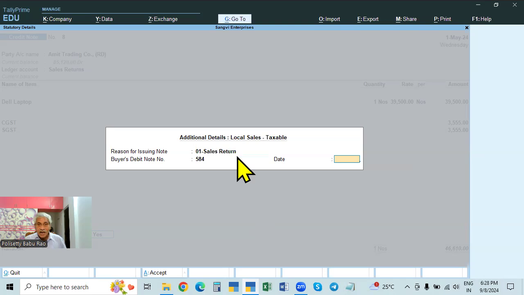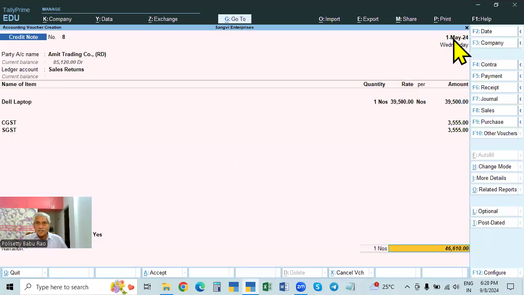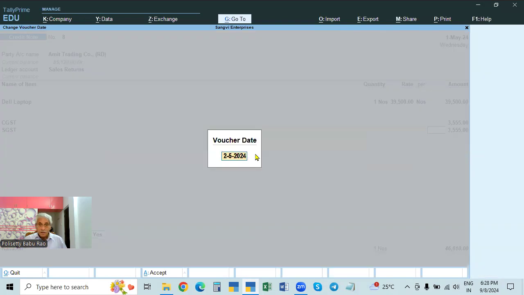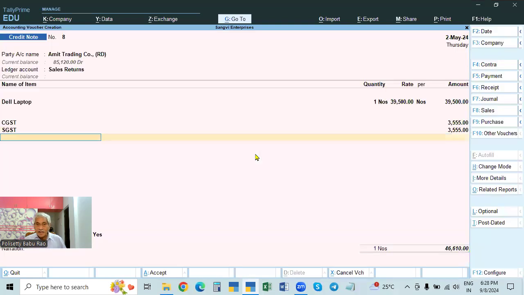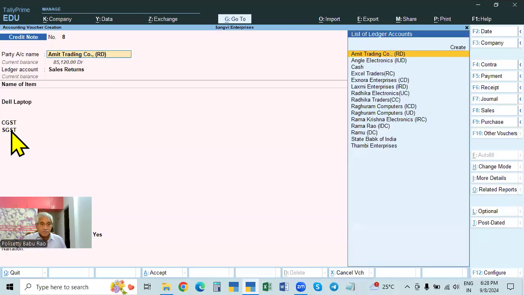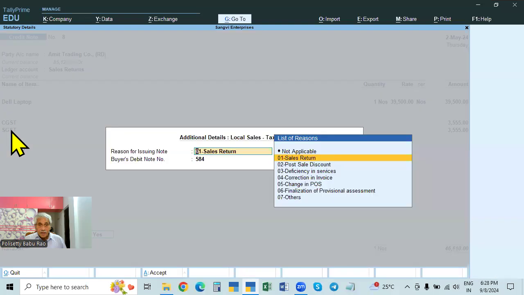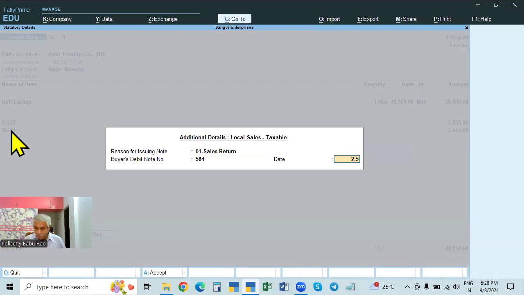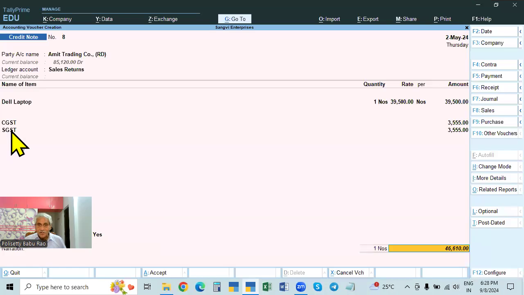So this one, we received on the first day only, first May, the same day. Okay, maybe we can do it on second May. Yeah, we can make it second May. And here also the date is first May, the purchase when we sold, and here sales returns we will do on second May, because today we received the returns. So they will give second May.